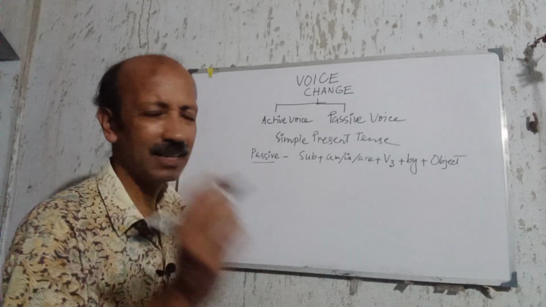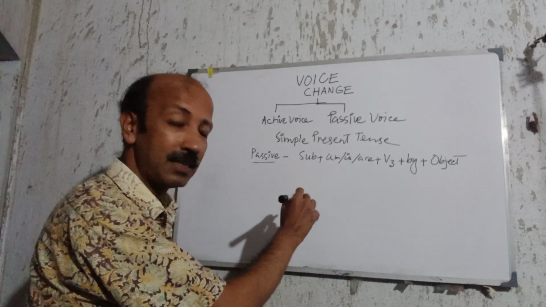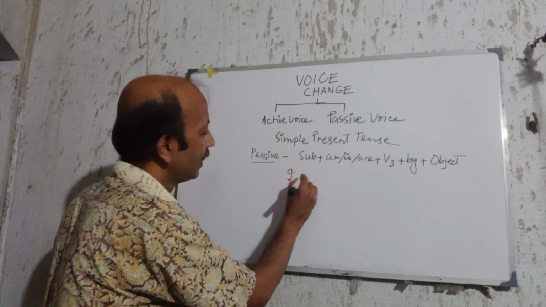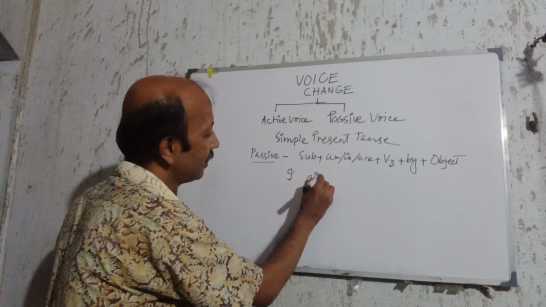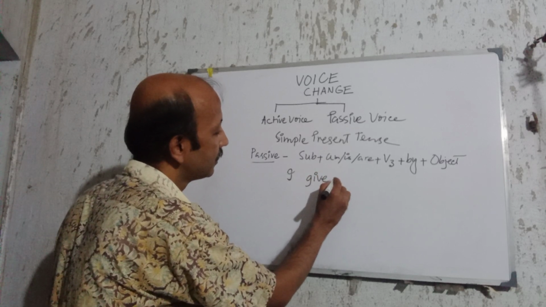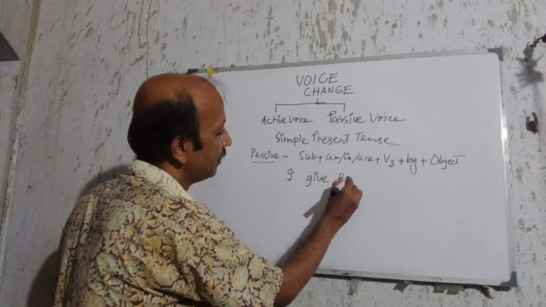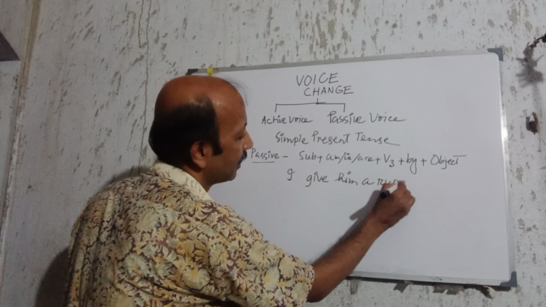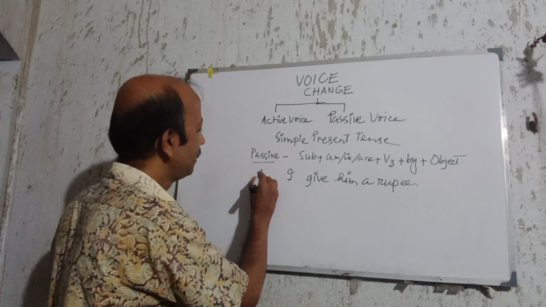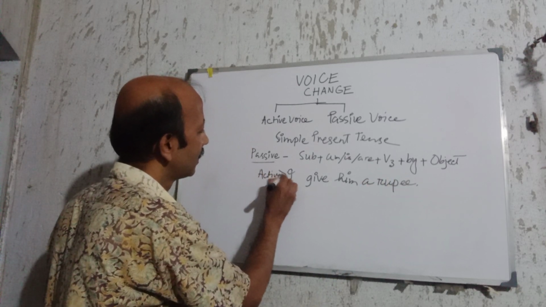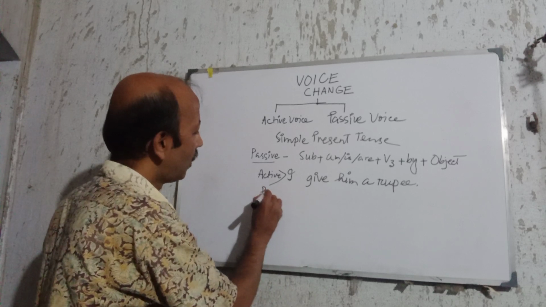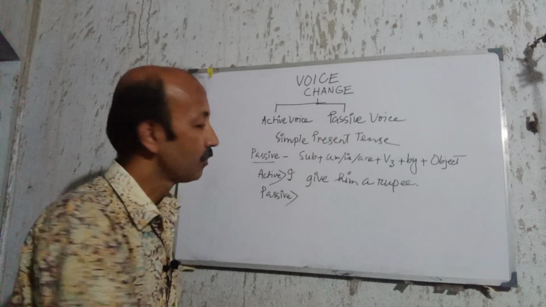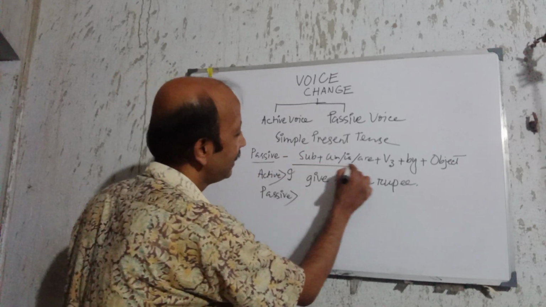I am giving a single example. Just think about it. I give him a rupee. It is in active voice. If we want to change it into passive, what should we do? We have to follow this construction.